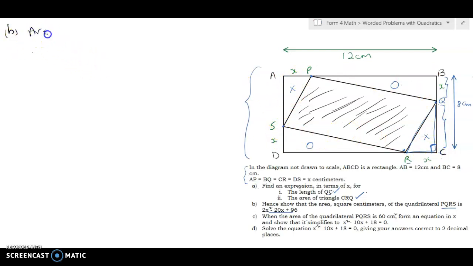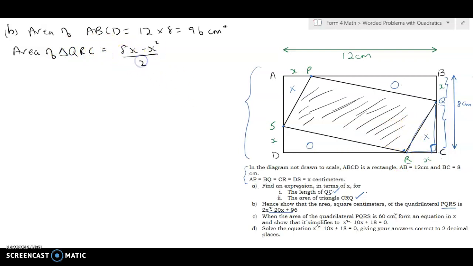So I'll say the area of the big rectangle, that would be ABCD, will actually just be length by breadth, which is 12 by 8. That'll be 96 centimeters squared. Nice. Now, the area of QRC, that's the triangle QRC, was 8x minus x squared all on 2. That's because we did that already in part 2.